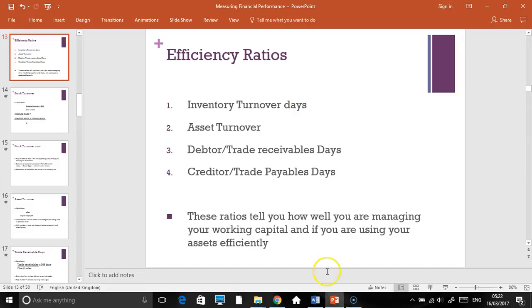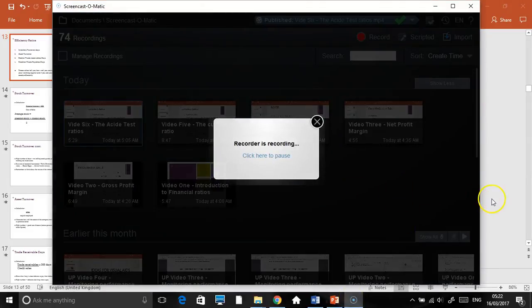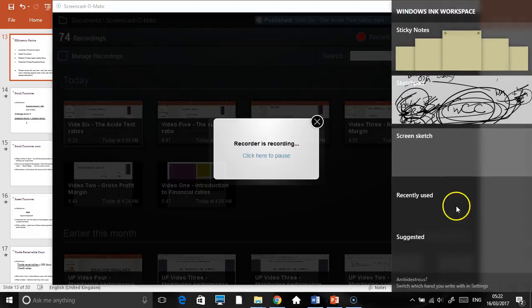Let's look at inventory turnover days. So what are we saying? Let me just go here. I've gone to the wrong page. Let's come over here. So what are we saying?